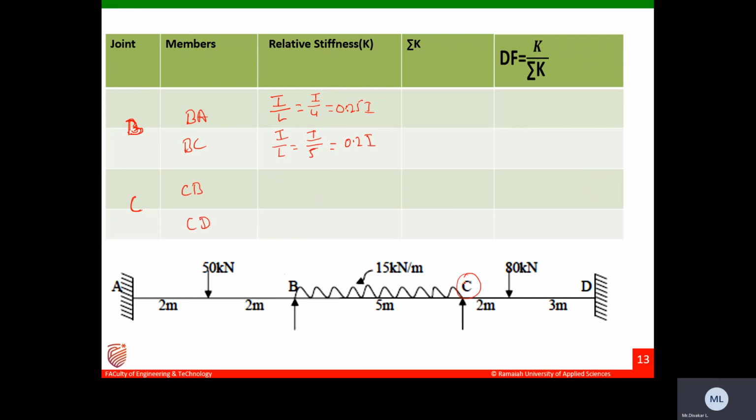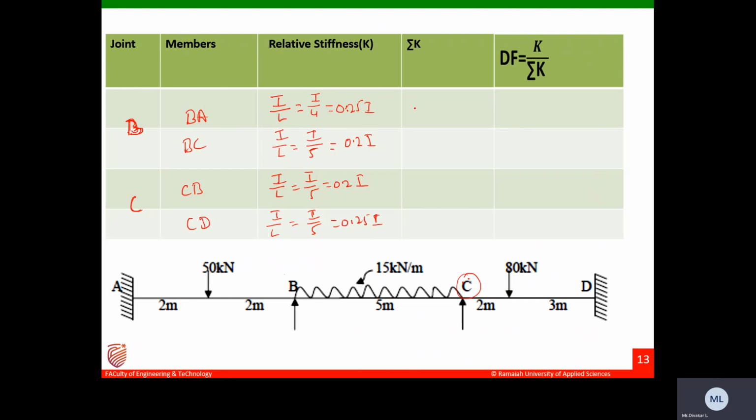Now let us come to joint C. With respect to C, B is continuous, so this is also I by L, I by 5, which is 0.2 I. Then with respect to C, D is a fixed support, so this also is I by L, I by 5, which is 0.2 I.